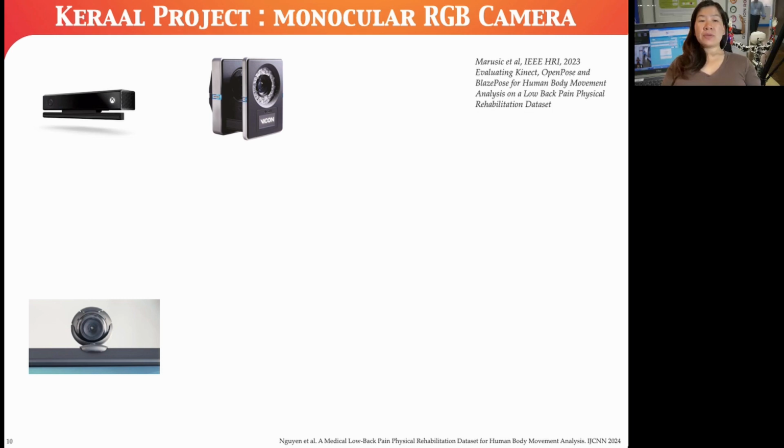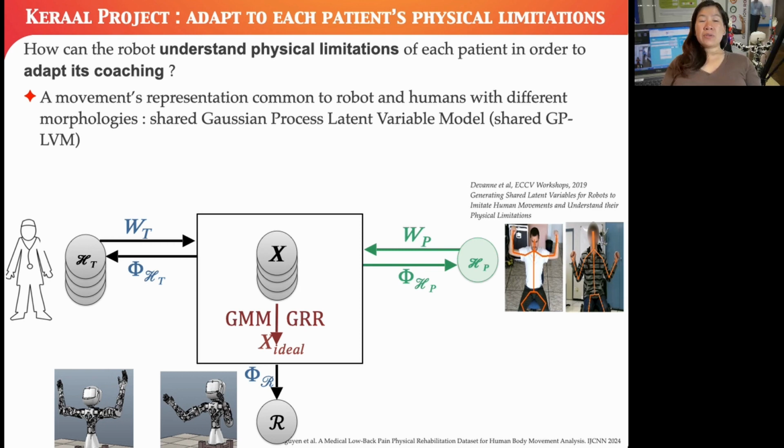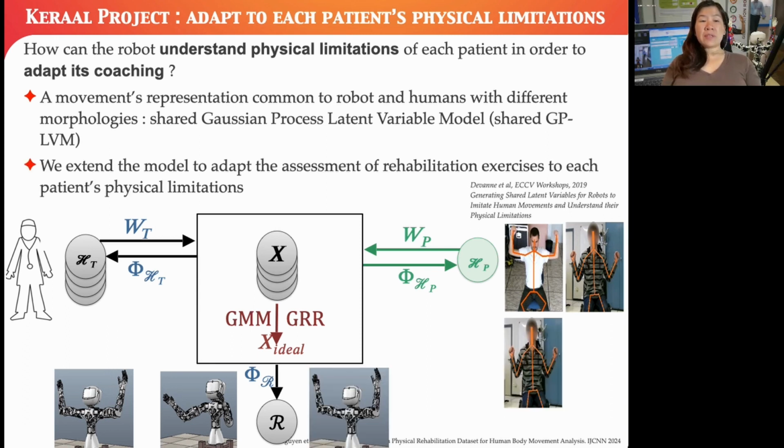In further projects, we also showed that instead of the Kinect or Vicon systems, a simple monocular RGB webcam can be used. We can also adapt the feedback to each patient's physical limitations. What we proposed in that study is a representation using a shared Gaussian process latent variable model, and we can extend the model to adapt the assessment of rehabilitation exercises to each patient's physical limitations.